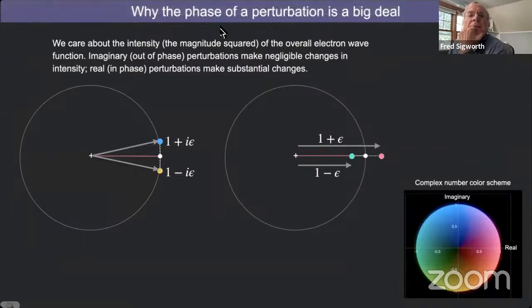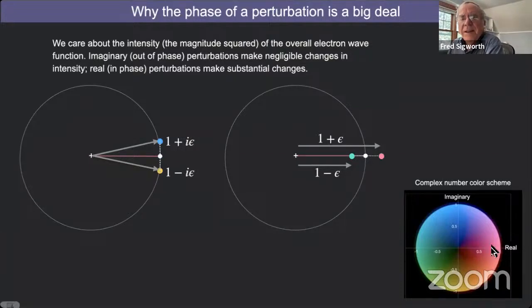Okay, so the phase of the perturbation of this interference is a big deal because we're saying we have an undiffracted wave, which we say has amplitude 1. And this is our complex plane. And so we say this has a real value of magnitude 1.